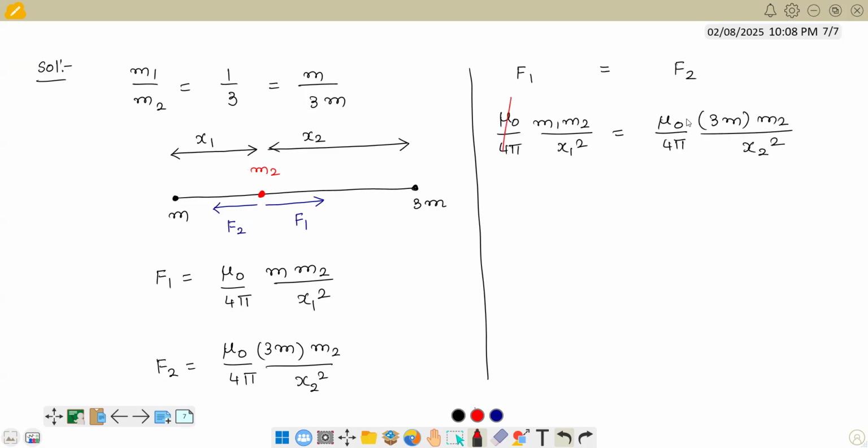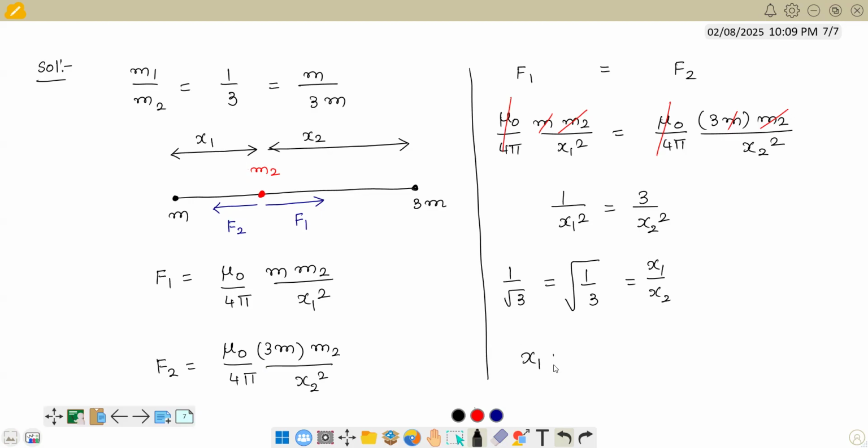So if I cancel 4 pi and m on both sides, we will basically get, I wrote m1, it's actually m. So it's m value. Now m2 divided by x1 square. This m2 term also would get cancelled on the left side and right side. So you basically get 1 divided by x1 square equals 3 divided by x2 square. So if I take it to the other side, x1 by x2 is equal to root of 1 by 3. So I can write it as 1 by root 3.